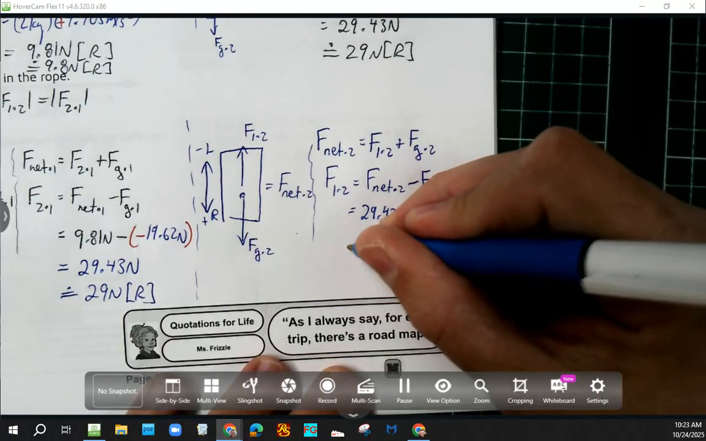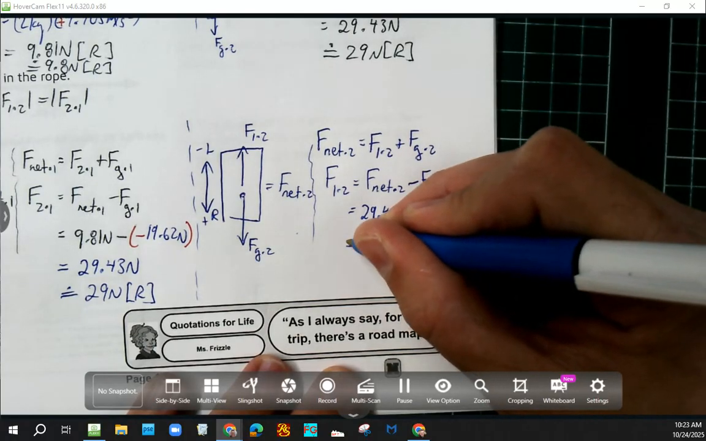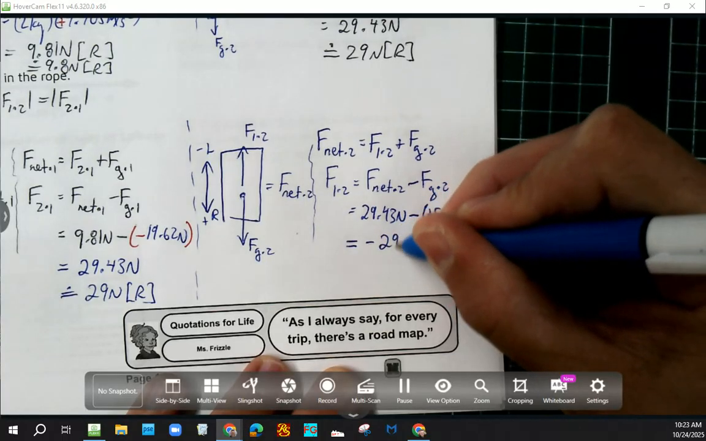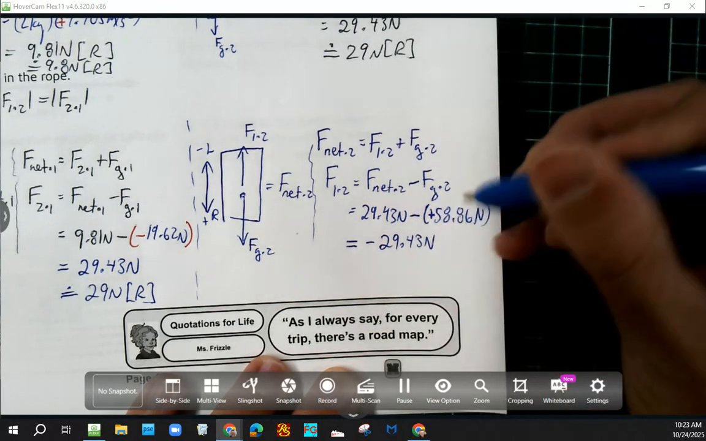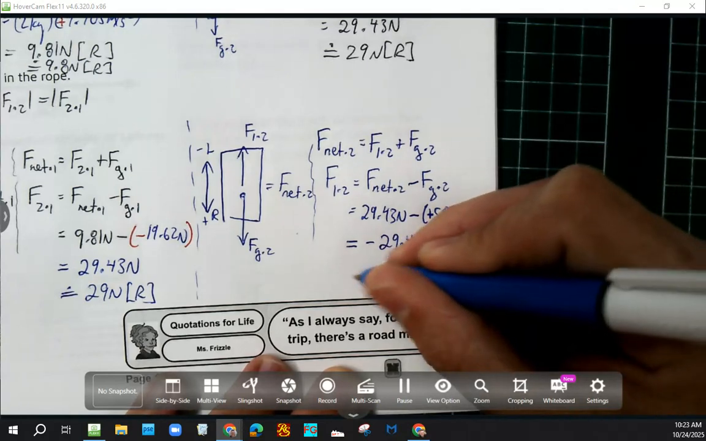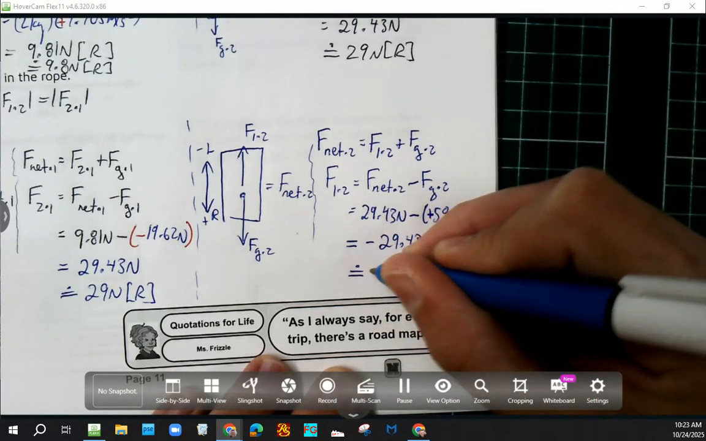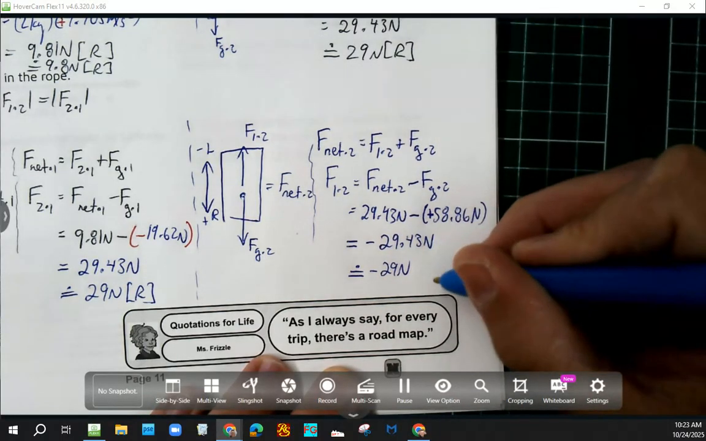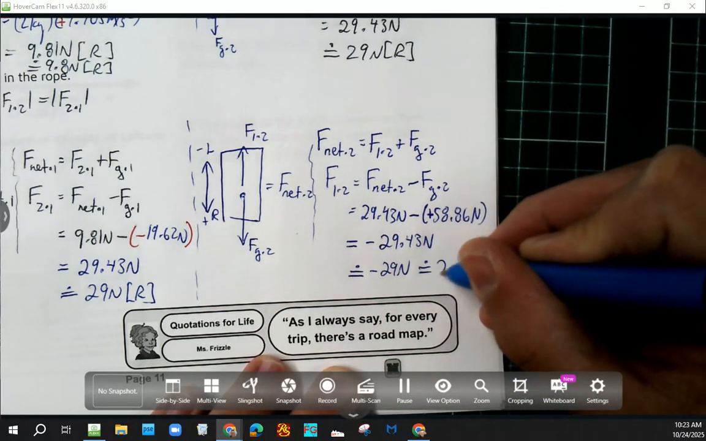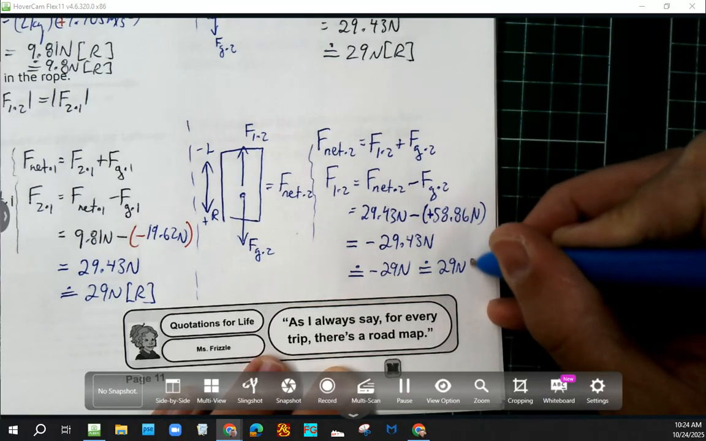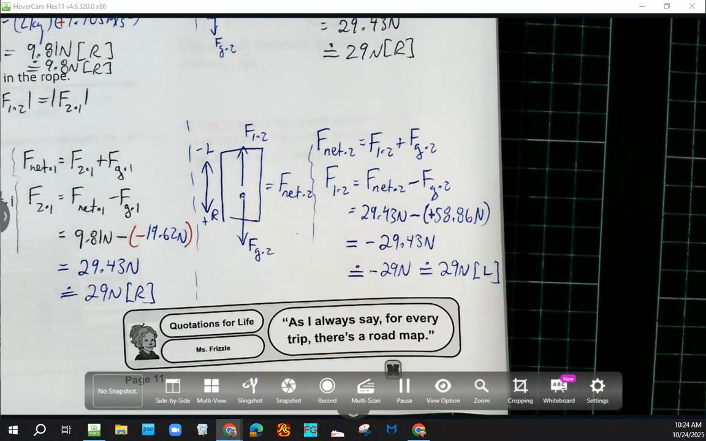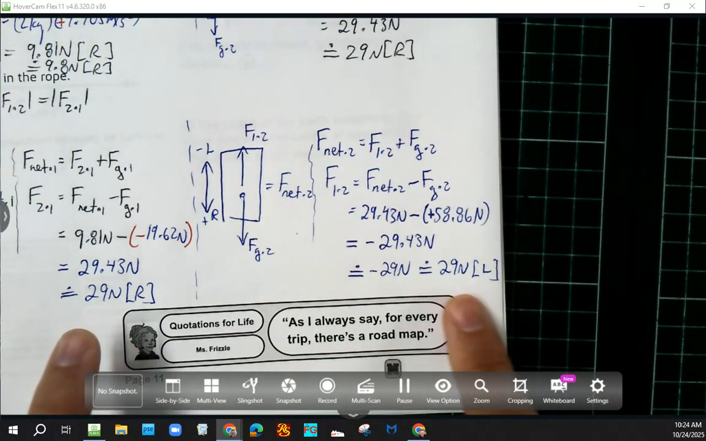And somebody with a calculator, help this guy out. What do you get? Negative 29.43 newtons. Beautiful. And then we round that off to 2 sig figs. Negative 29 newtons. Oh, and I guess we should give it a reference frame. So 29 newtons to the left. And I think to myself, oh my gosh, Newton's third law is real. You know? And that's a nice thing to be able to get that confirmation.